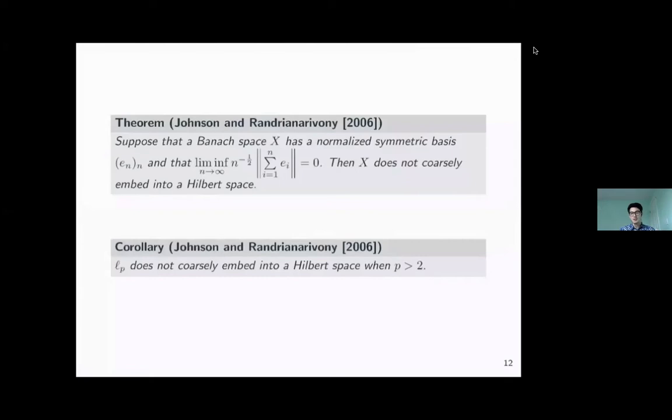You take an element written in that basis, you permute the basis elements and maybe flip their signs, you're not going to change the norm. If you have one of those and it satisfies this equation here, then you know that your space doesn't coarsely embed into Hilbert space. And in particular, this draws a line in the sand where when P is strictly greater than 2, you can use this condition to see that it won't coarsely embed into a Hilbert space.